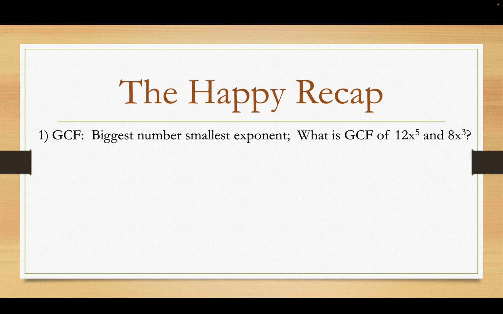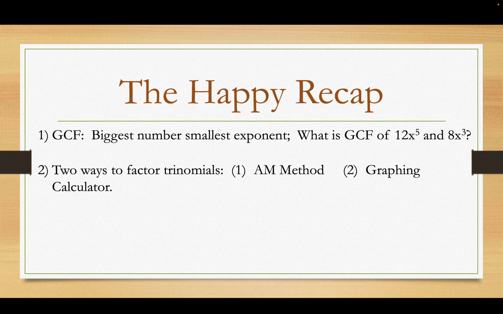The happy recap. Greatest common factor is you choose the biggest number and the smallest exponent in both cases. What's the greatest common factor of 12x to the 5th and 8x to the 3rd? What is it? Come on now. It's 4x to the third.